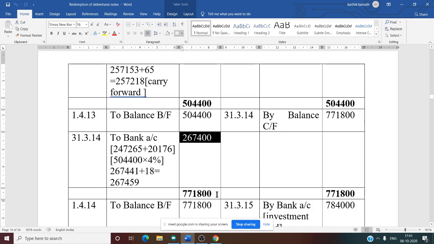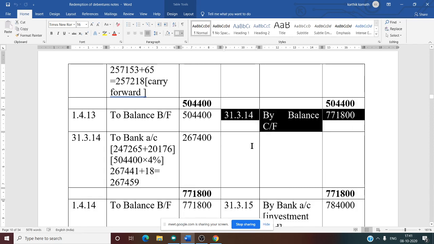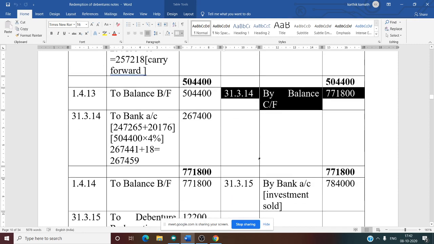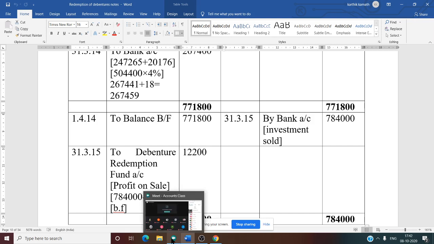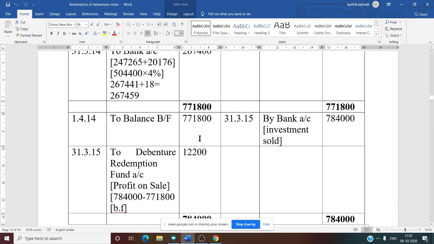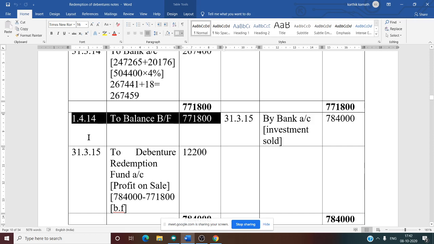So this third year total is 7,71,800. Close that year balance, carry forward 7,71,800. This is third year. Now last year, that is fourth year, we need to do calculation. So how to do calculation for fourth year? Bring the closing balance of the previous year, it becomes the opening balance. That is balance brought forward 7,71,800. So that is opening balance.